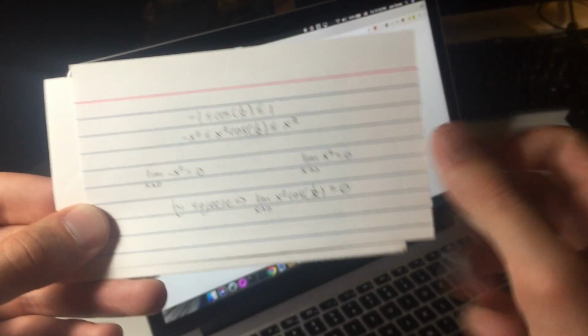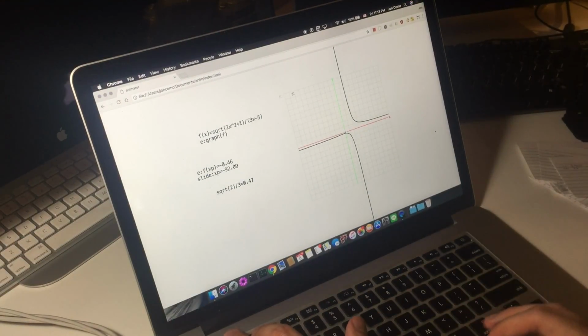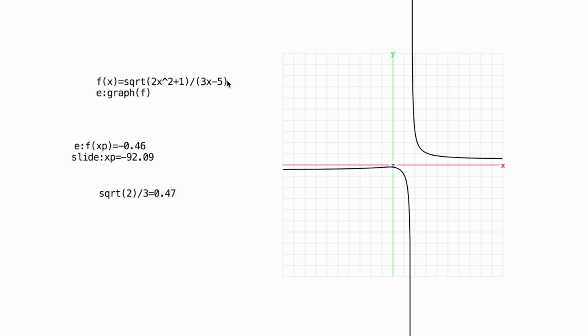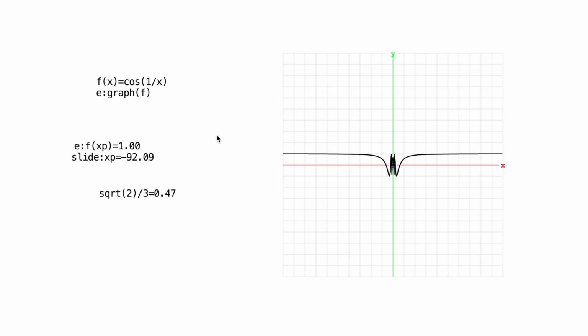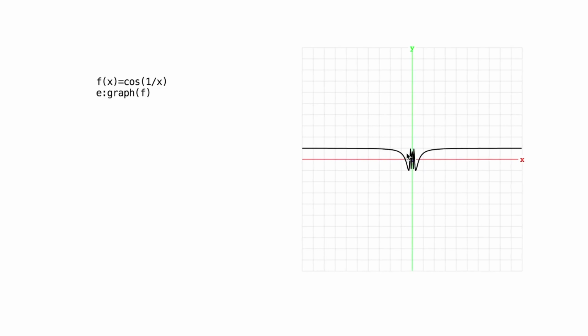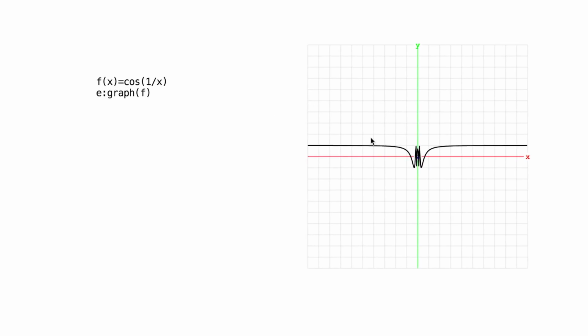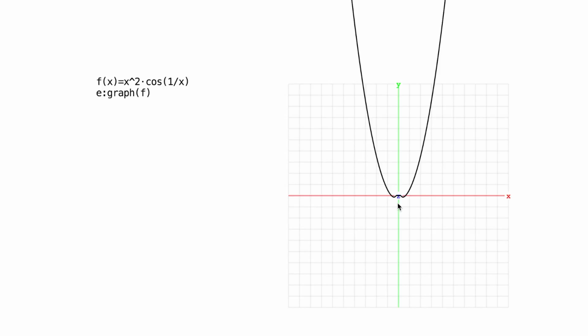So that one is very useful. And let's look at it, because that one's kind of cool. So let's write our function. First of all, let's just look at cosine of 1 over x, because that's kind of crazy too. So you see this and you're like, what the heck? It's oscillating like crazy, right? Because 1 over x is getting really, really huge. But if we put an x squared out in front of it, and you look at that, you're like, hey, it seems to be controlling it, right?